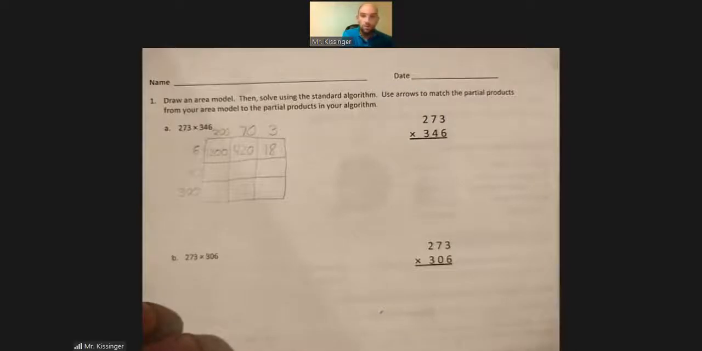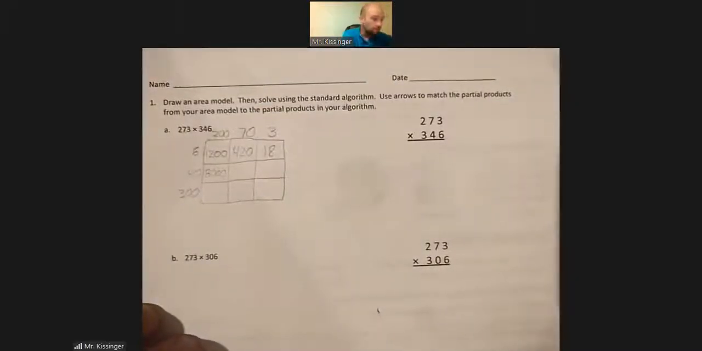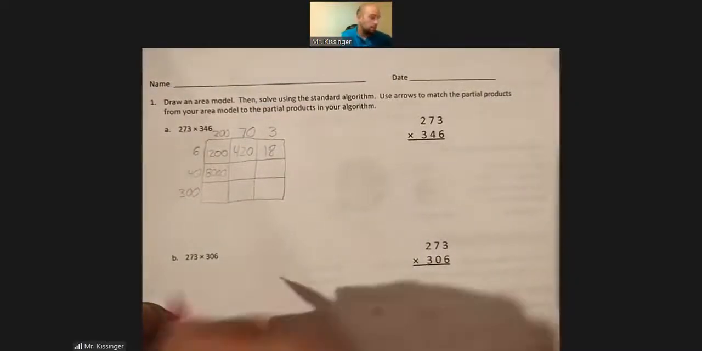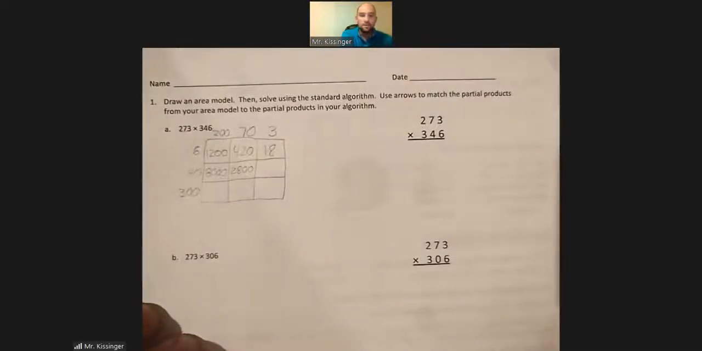Then we do 200 times 40. 2 times 4 is 8. And then we have 1, 2, 3 zeros. So we'll do 8, 3 zeros on the end, gives us 8,000. 40 times 70. Well, 4 times 7 is 28. And we have to add our 2 zeros, 2,800. Then 40 times 3 is 120.